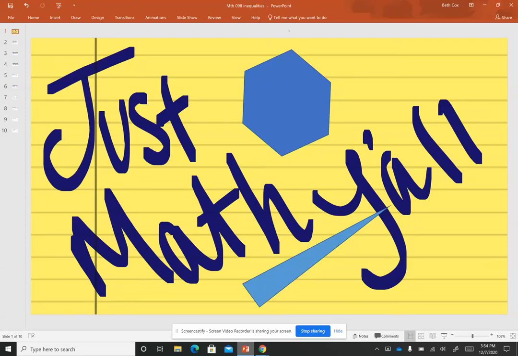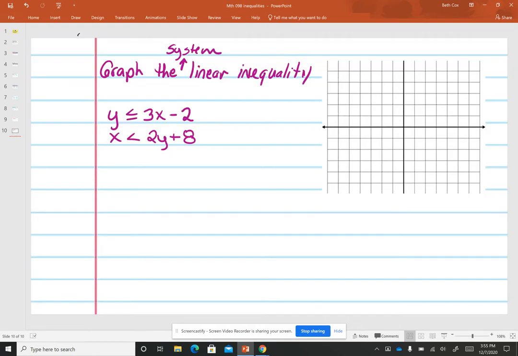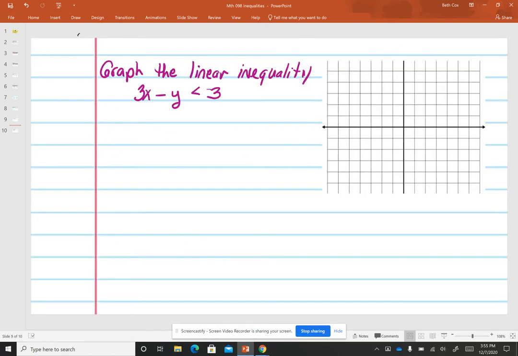It's just math, y'all. We're going to look at graphing linear inequalities. So I've got a couple of examples, going to go really quickly. So this first one, we want to graph this linear inequality.